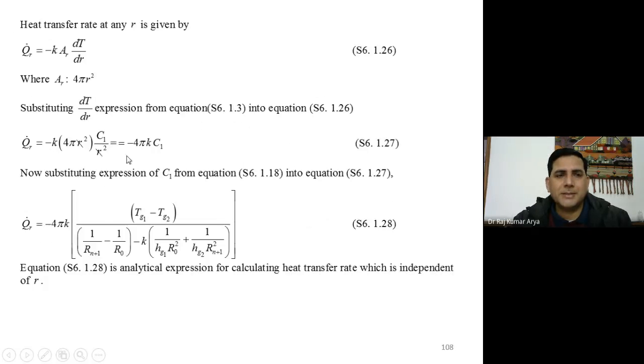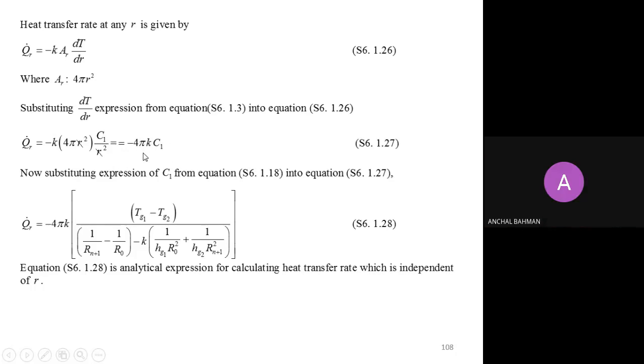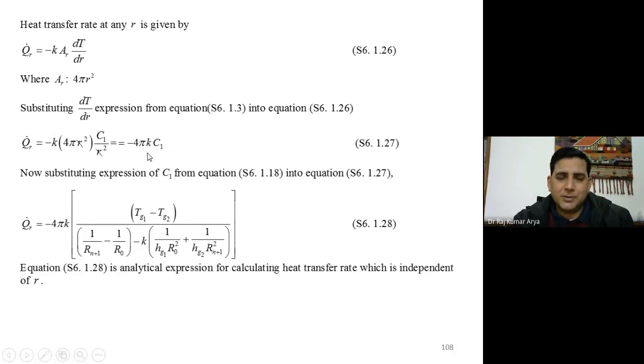So once you have this, you can calculate your heat transfer rate, minus k dT upon dr. You will calculate this, and finally this is your expression of the heat transfer rate. You see here r is not there at all, right? It's independent of that. In case of steady state, it happens that way only. So this is your heat transfer rate.